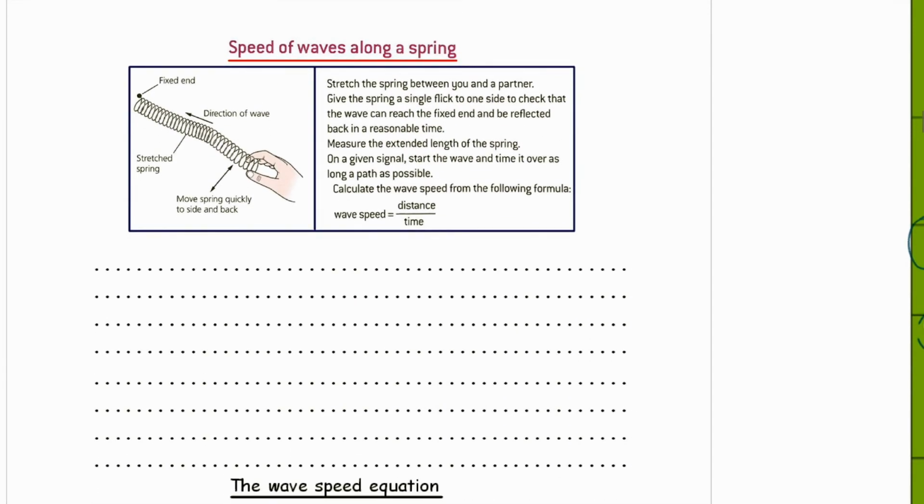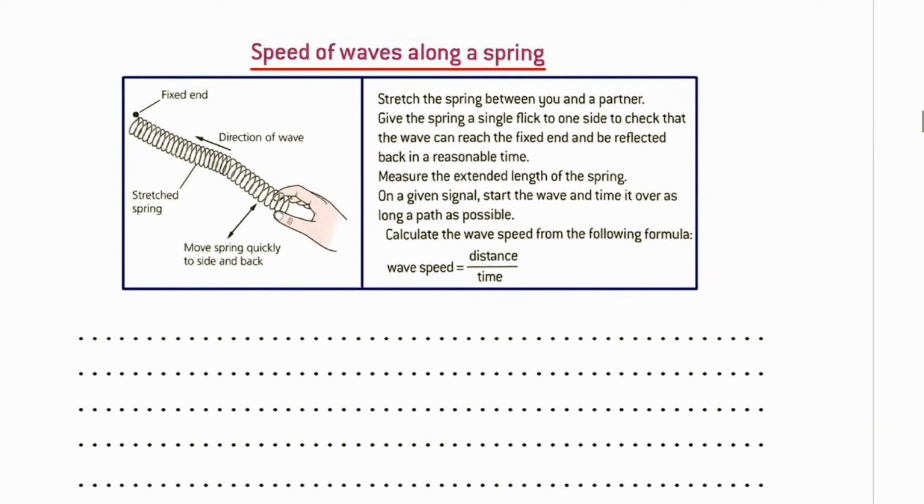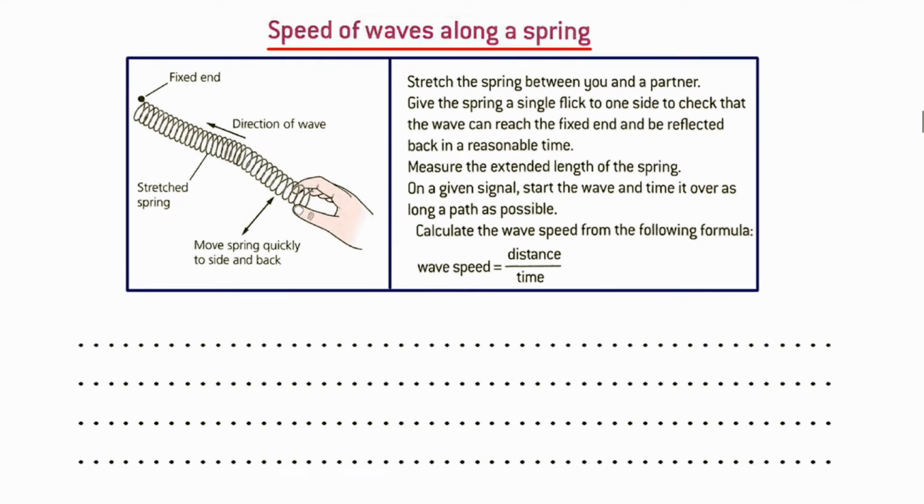Page 11. Speed of waves along a spring. Stretch the spring between you and a partner. Give the spring a single flick to one side to check that the wave can reach the fixed end and be reflected back in a reasonable time. Measure the extended length of the spring. On a given signal, start the wave and time it over as long a path as possible.